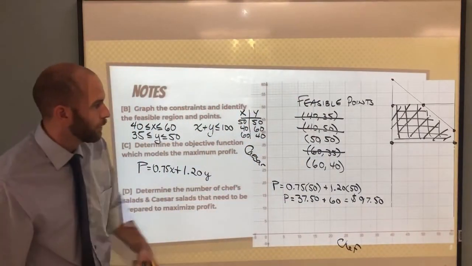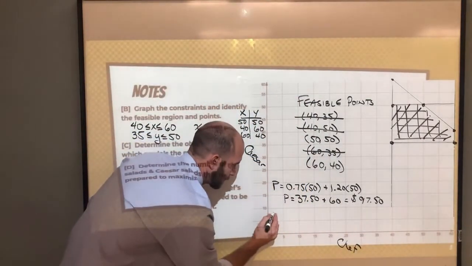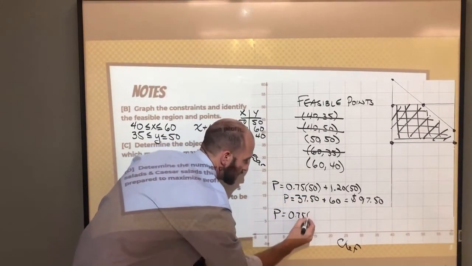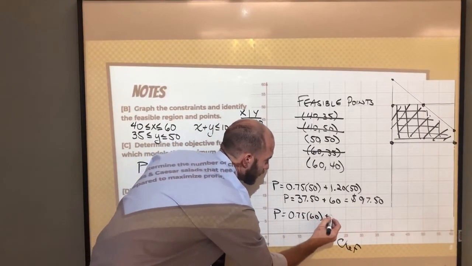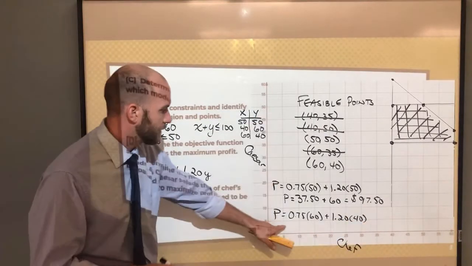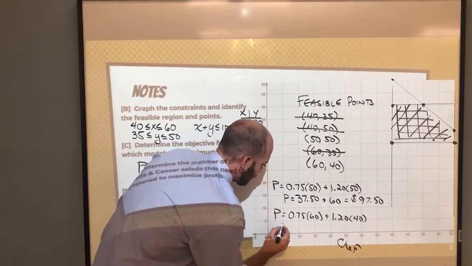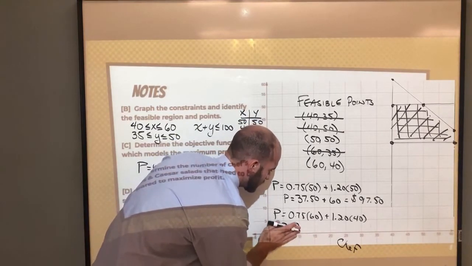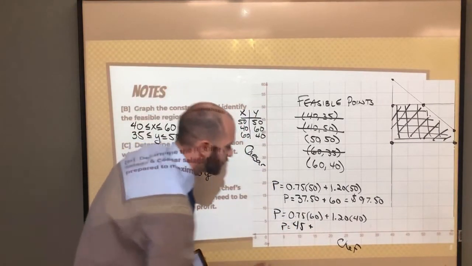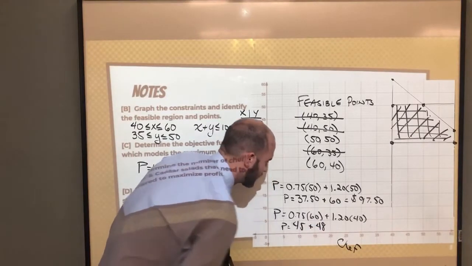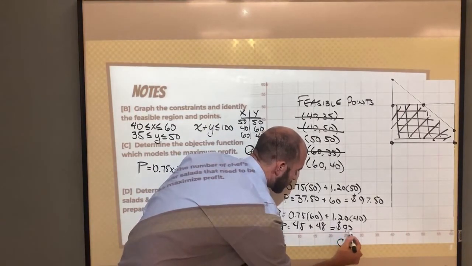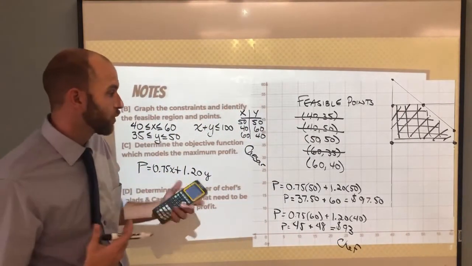Okay? For our next feasible point, we're going to do the same thing. The profit is equal to 0.75, but instead of 50, we're going to use 60 there, plus $1.20 times 40. 75 cents times 60 is going to give us $45. Plus $1.20 times 40 will give us $48. And if we add these two together here, we'll end up with $93 even.